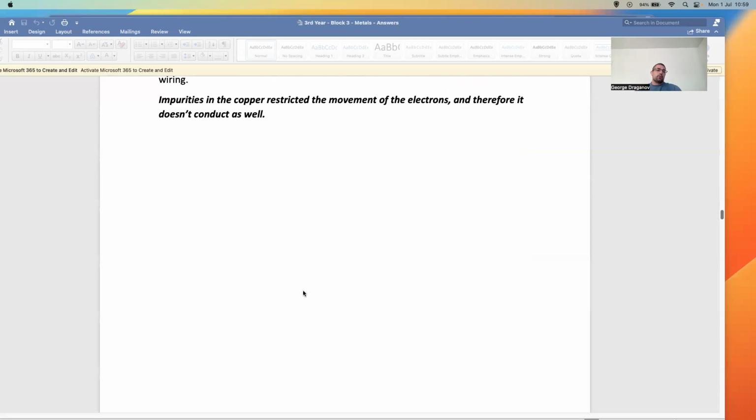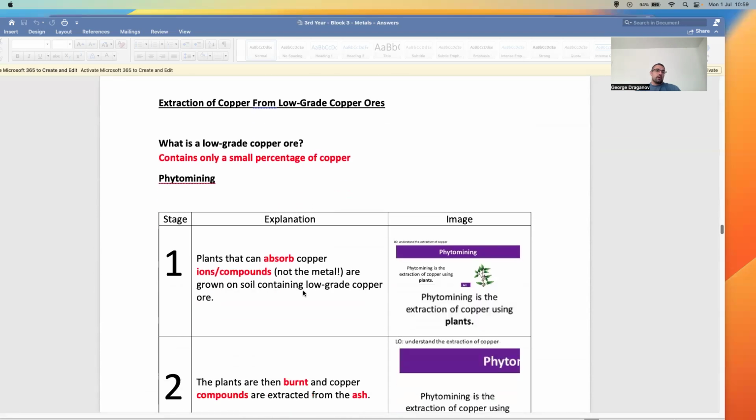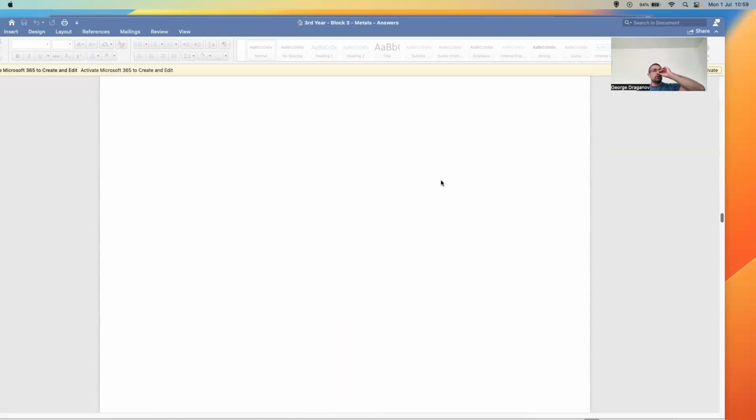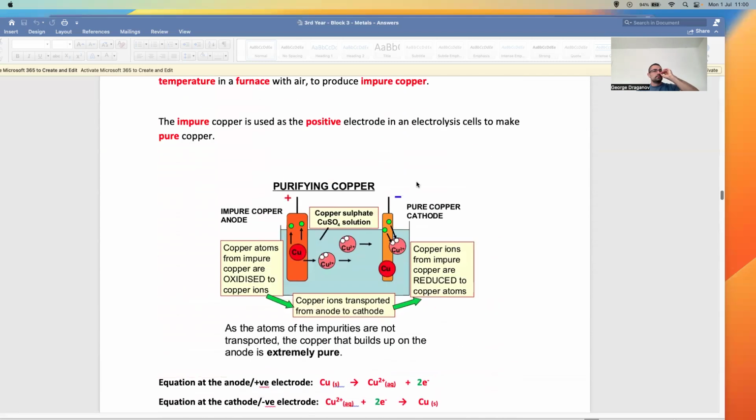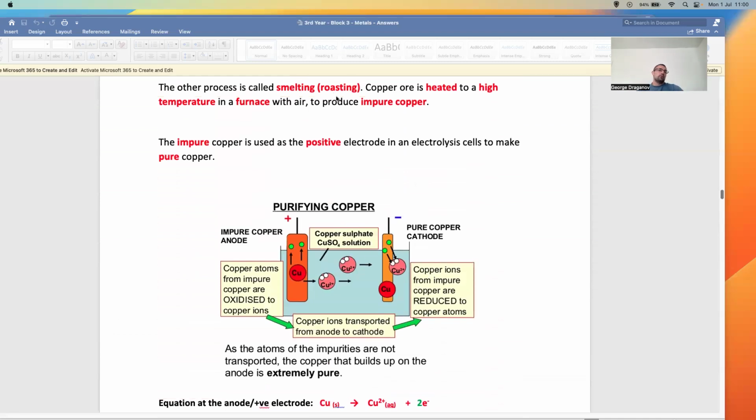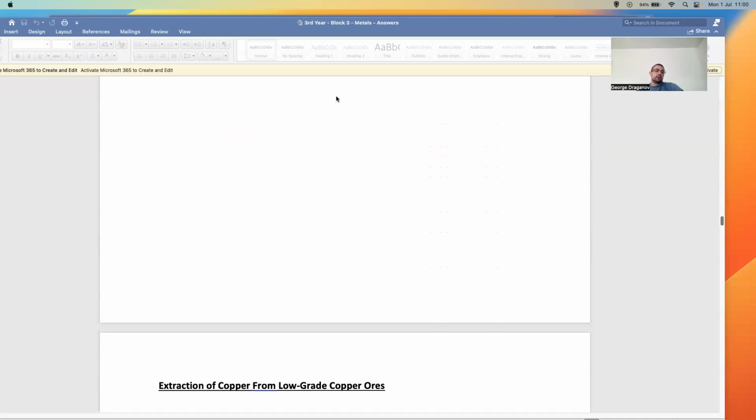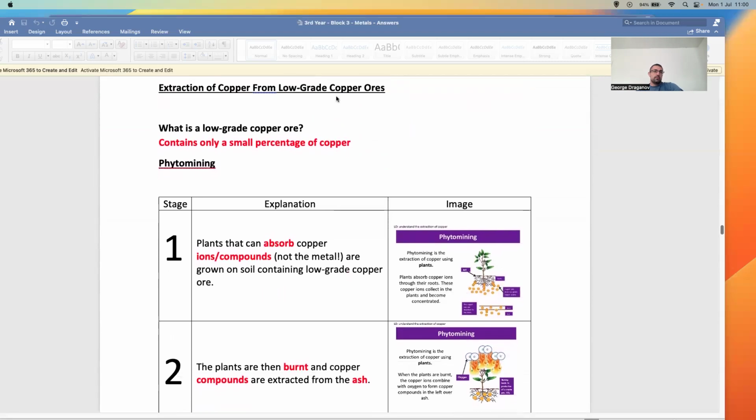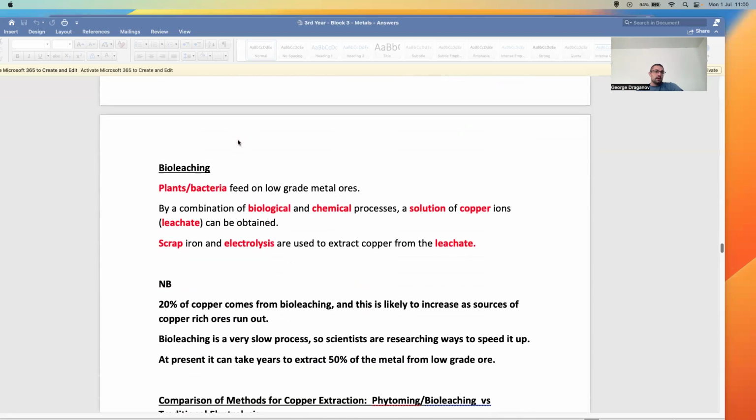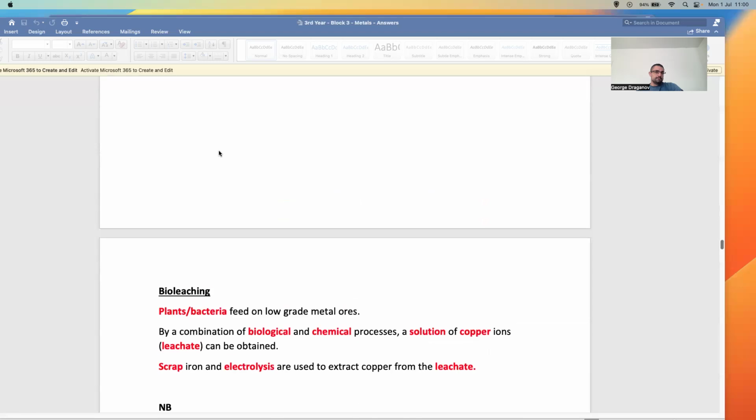Now, that was copper-rich ores. If we look at low-grade copper ores, they contain only a small percentage of copper. There's no point applying all this energy for electrolysis, and there's no point applying all this energy for heating it and roasting it. So what you do instead is you have two methods. One is called phytomining. The other is called bioleaching.